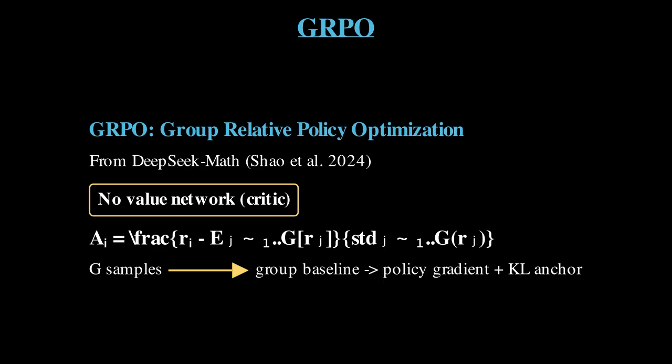This works exceptionally well for tasks like mathematical reasoning, where rewards are often sparse and binary, correct or incorrect. A learned value function struggles in this setting, whereas a group-based baseline provides a stable, low-variance signal to the policy gradient. Crucially, GRPO keeps the same KL divergence anchor to the reference policy as PPO, ensuring the model doesn't stray too far from its initial distribution.